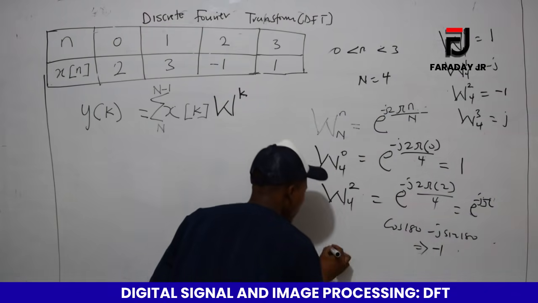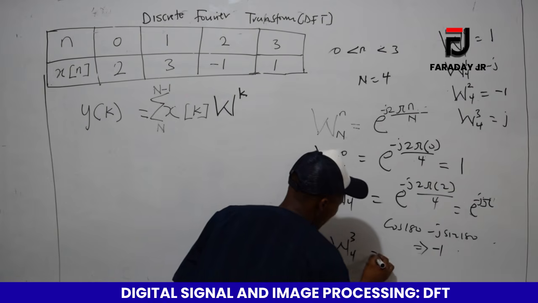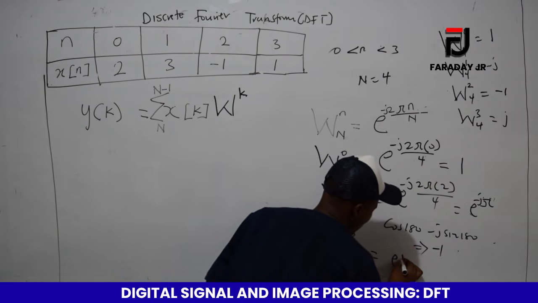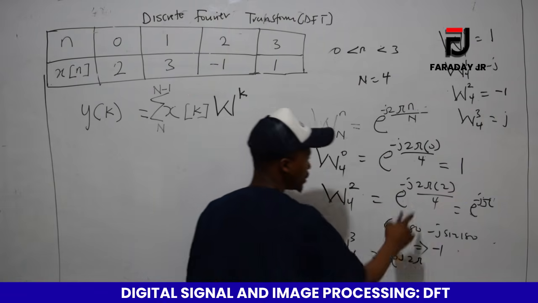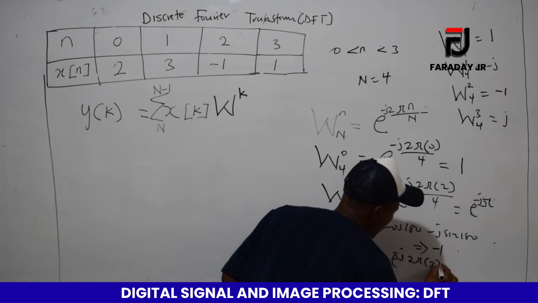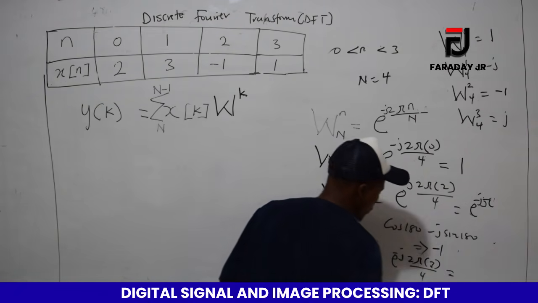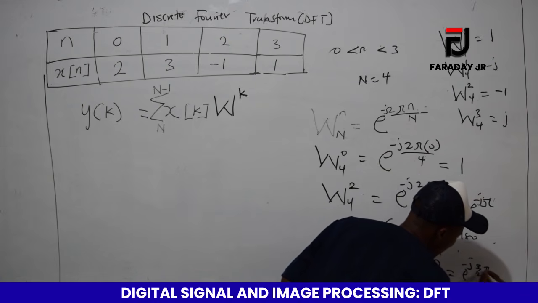So W of 2, 4 is the same as minus 1. Now we move on to W of 3, 4, which is the final one. It will give us e exponent minus j 2 pi, and then we have here 3, all divided by 4. So this one will give us 3 on 2. So e exponent minus j 3 on 2 pi.